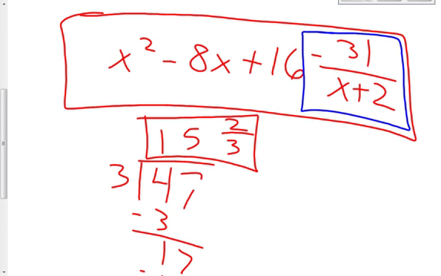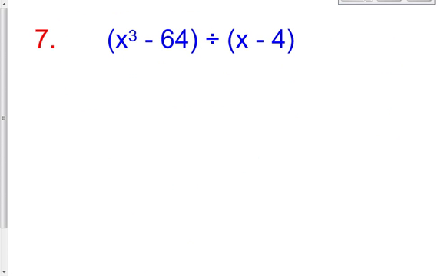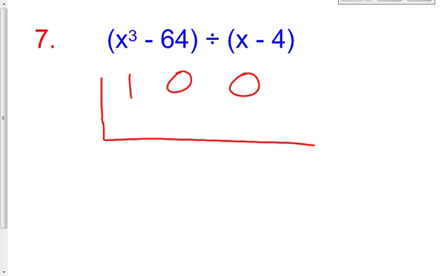All right, we got 2 left. X cubed minus 64 divided by x minus 4. Your first step, you know what it is? It's going to be drawing this division bar. And now you know that all you have to do is bring down the coefficients of your dividend, which is 1x cubed. Remember the placeholders. 1x cubed, 0x squared, 0 x's, and a -64. We're going to have 2 placeholders in for this one.